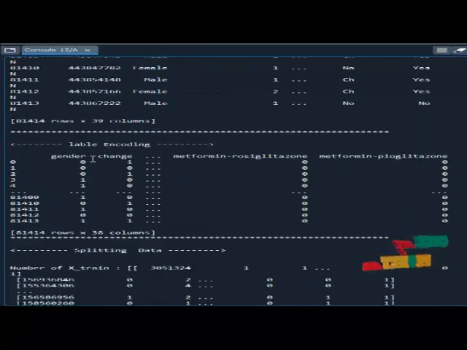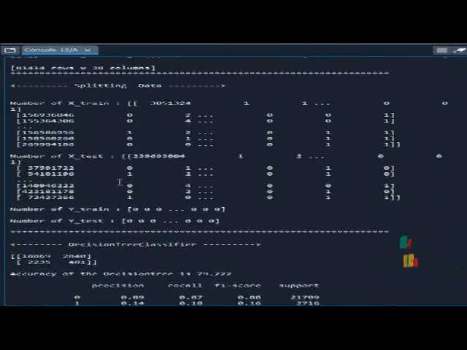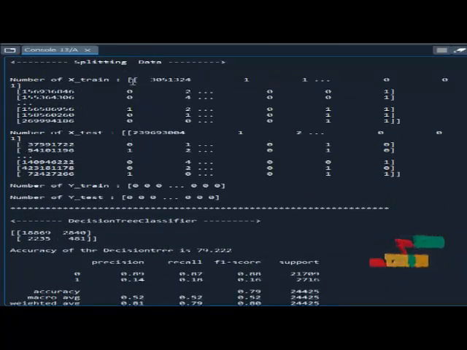Next one is label encoding. Label encoding means converting the categorical values into numerical values, that is zeros and ones. Next step is data splitting. Here we have split the data set into X-train, X-test, Y-train and Y-test for prediction.